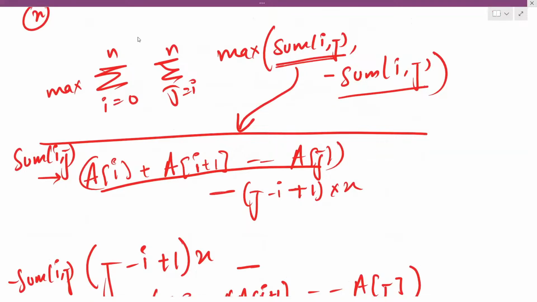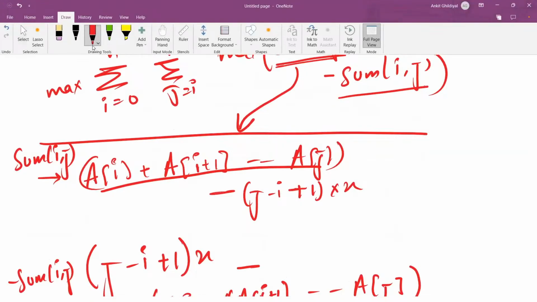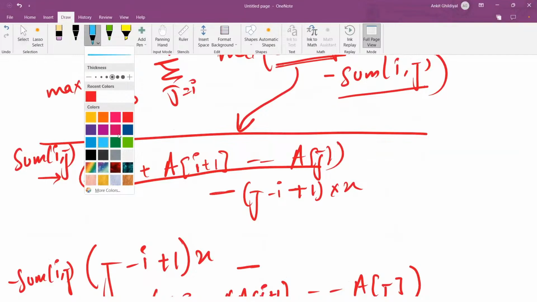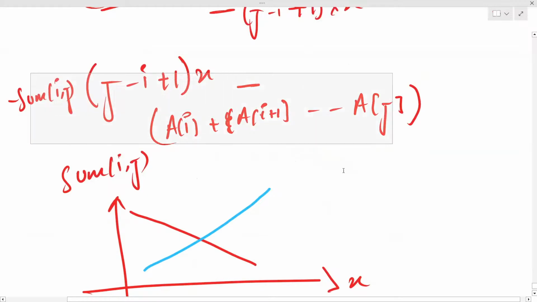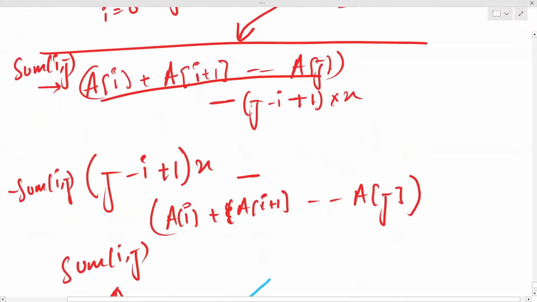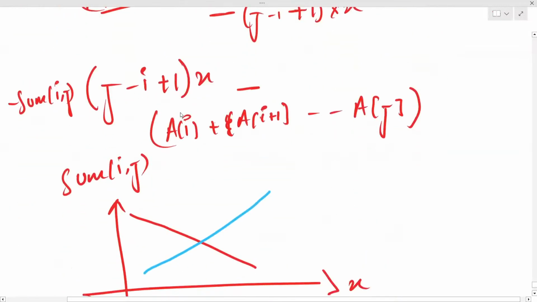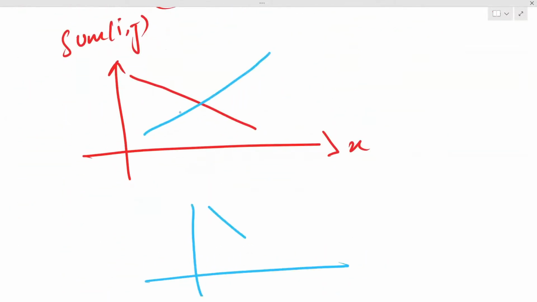Okay, so now let's draw the second one also in the same graph. So what about this thing? This will be like this. As x increases, my value will also increase, right? Since I'm taking max of these two values, the final graph will look like something like this, right? The minimum values will be ignored, right?